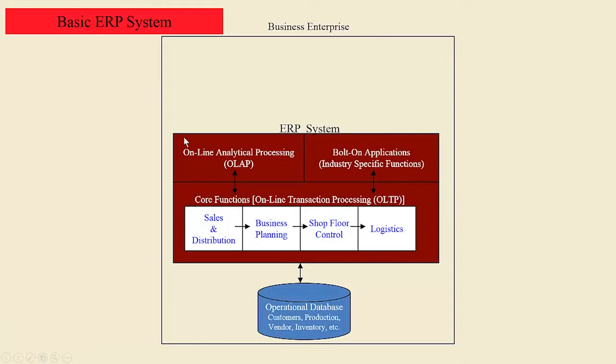Management is supported with its own little rectangle up here, an application called OLAP, Online Analytical Processing. So good support of management decision making. And then typically there's going to be some additional modules provided that are specialized to that particular industry or company that's not provided by the main ERP vendor.